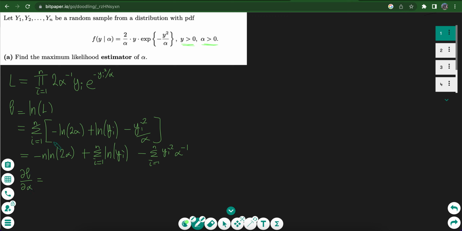How do we differentiate this guy over here? That's just going to be negative n over 2 alpha multiplied by the derivative of the inside, which is 2, which actually cancels. This derivative with respect to alpha is 0, and this one, we can bring the power to the front. So if we do that, we get plus the sum from i equals 1 to n of y sub i squared alpha to the negative 2, or over alpha squared. Okay. And setting this equal to 0 for stationary points will eventually show that it's a maximum, but let's just set that equal to 0 for stationary points. And then all we have to do now is just solve for alpha.